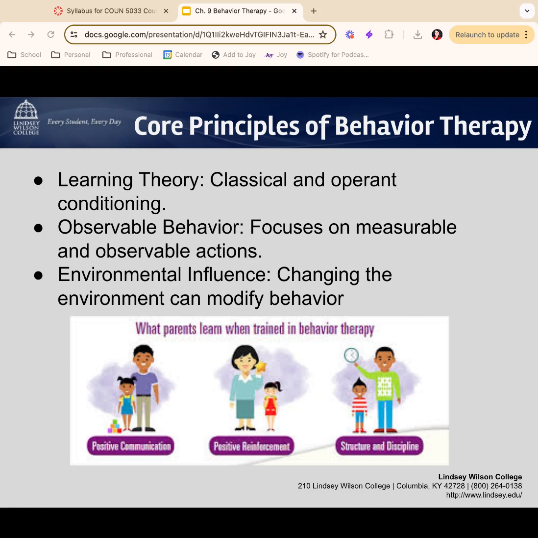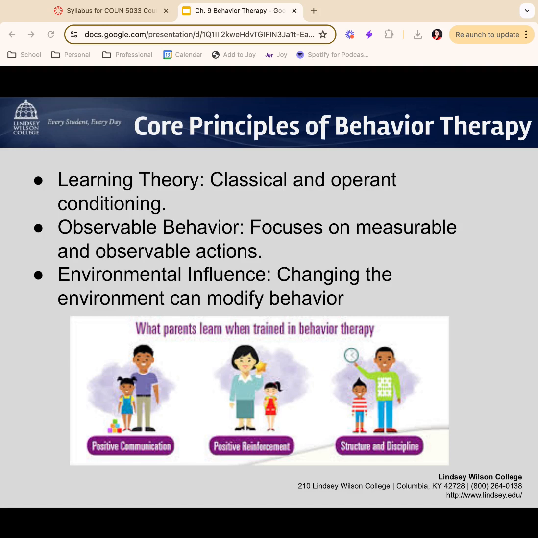So what you're really looking at in behavior therapy is understanding what is causing these behaviors to continue, right? So those different conditionings that were talked about. Also understanding what you are observing within the behaviors, and what is coming out of that.